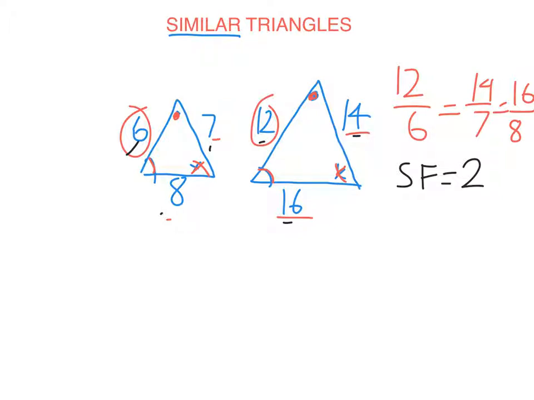So these two are the same shape, they're the same type of triangle, they have the same orientation, however, they're not the same size, and that's the difference between similar and congruent triangles. Congruent triangles are the same shape and the same size, whereas similar triangles are only the same shape, okay?